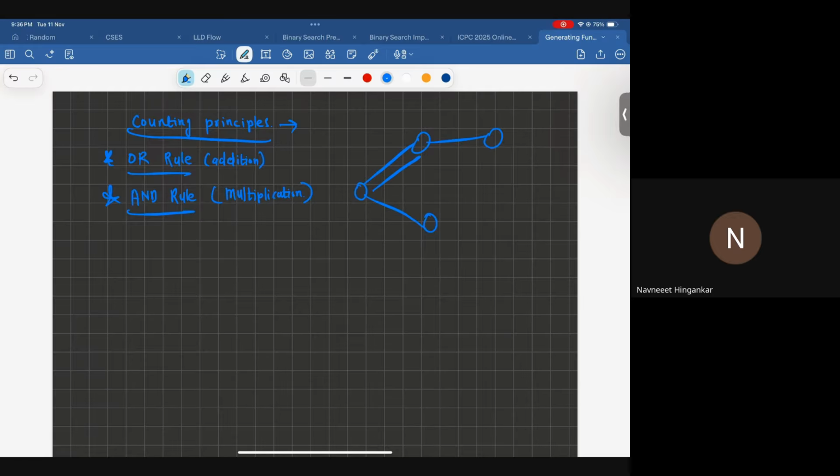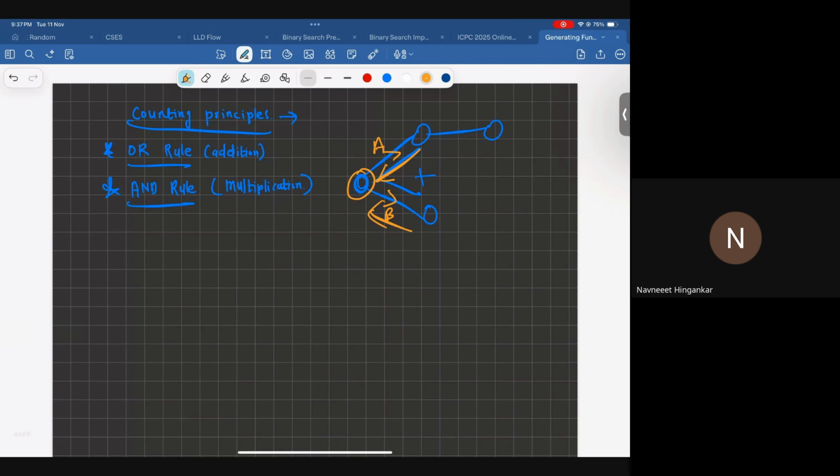If you are traveling different routes, it will be plus. If you want to calculate the answer for this state, it will be derived from both of the equations, because we have two choices here: either this part or this part, a or b. So whenever we have choices, we do the addition, but when we don't have choices, we multiply.